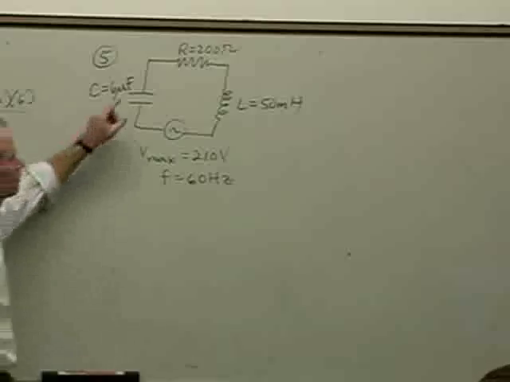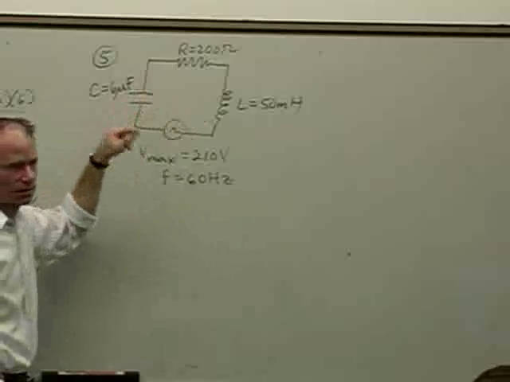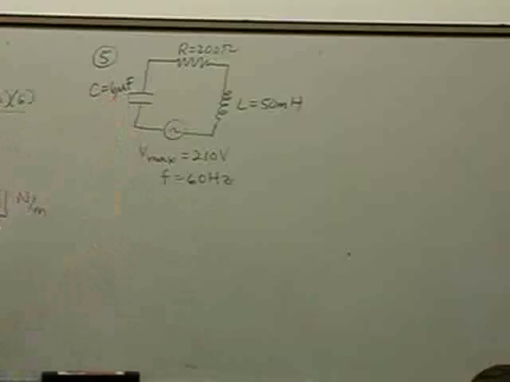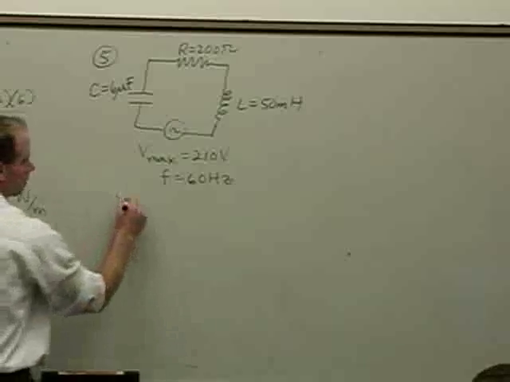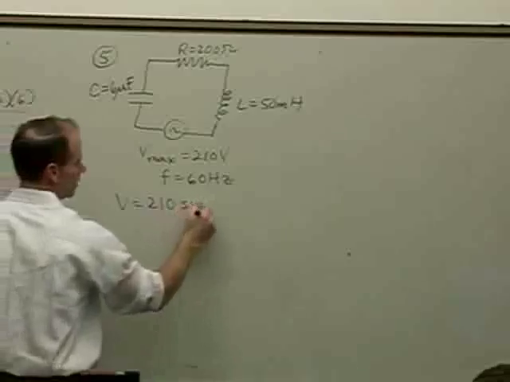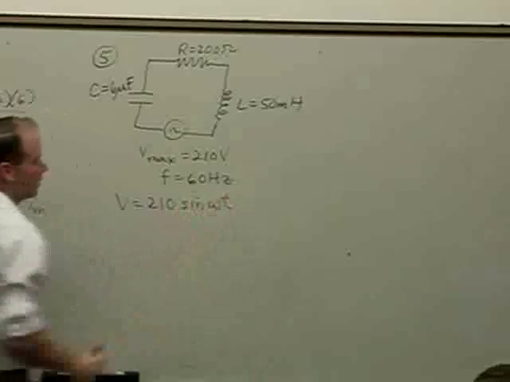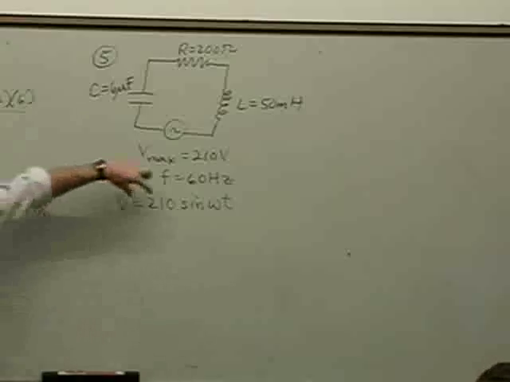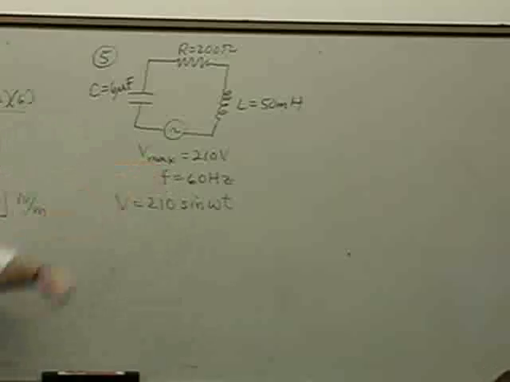The actual order of these circuit elements doesn't really matter, so you can have these RLCs anywhere in the circuit. The voltage was described in the problem like this, 210 sine omega t. If you were given that in the problem, you would recognize up front that that's your maximum voltage.